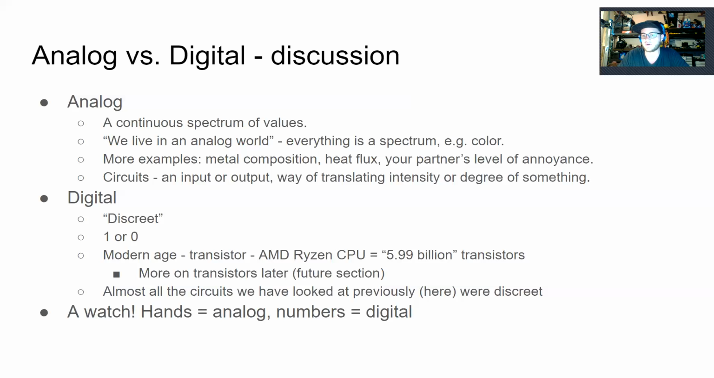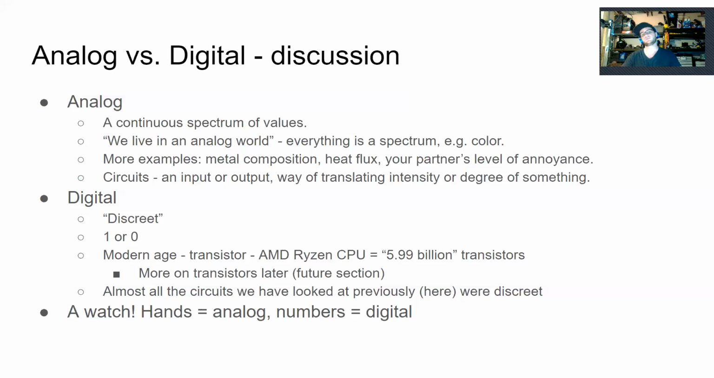We're going to talk some more in a future discussion about transistors, how they work, and their applications. But moving on, most of the circuits we've looked at this quarter are discrete circuits. So they can basically be represented as a digital value of on or off, closed or open, right?